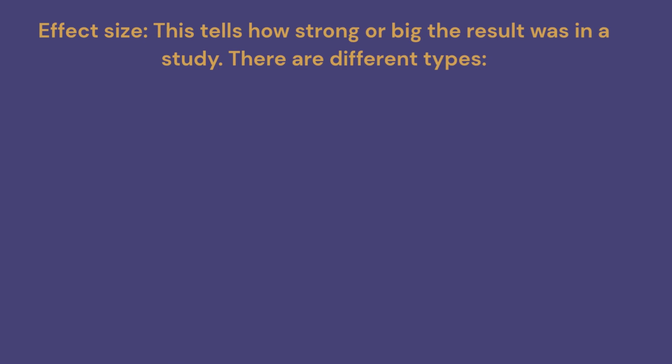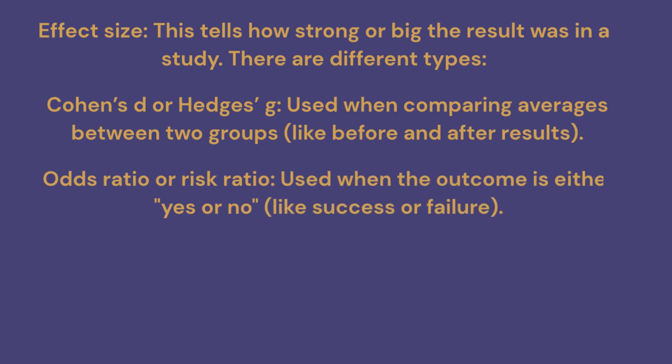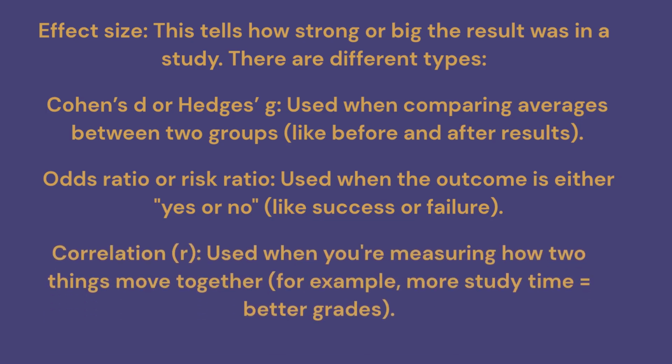There are different types, Cohen's d or Hedges g, used when comparing averages between two groups, like before and after results. Odds ratio or risk ratio, used when the outcome is either yes or no, like success or failure. Correlation, used when you're measuring how two things move together. For example, more study time equals better grades.